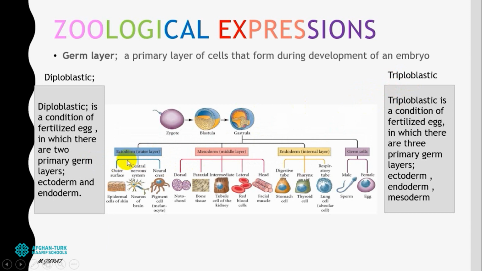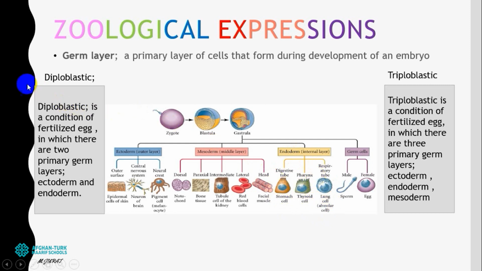For example, the ectoderm or outer layer is responsible for making pigment cells, neurons for the brain, and epidermal cells. The middle layer or mesoderm is responsible for the notochord, which we have in our back as the spinal cord, for example, bone tissues, tube cells for the kidney, red blood cells, and facial muscles. And the internal layer or endoderm makes stomach cells for the digestive tube, pharynx and thyroid cells, and helps respiration. For example, lung cells are developed.